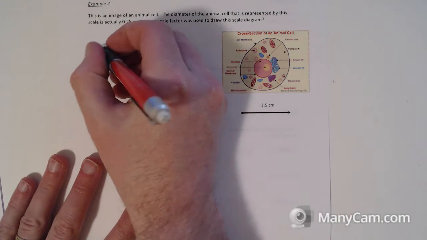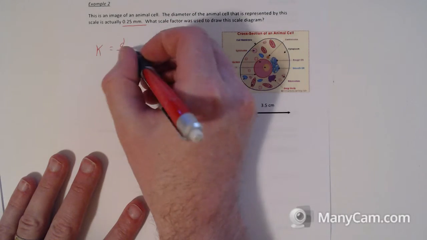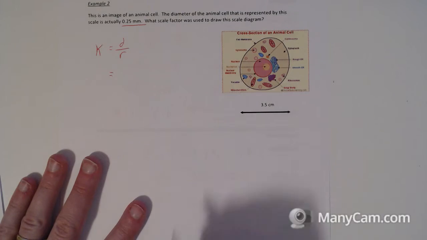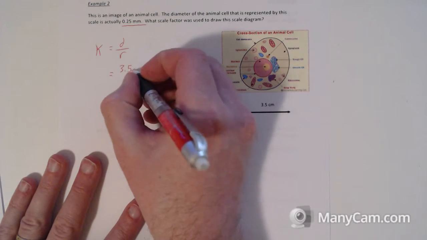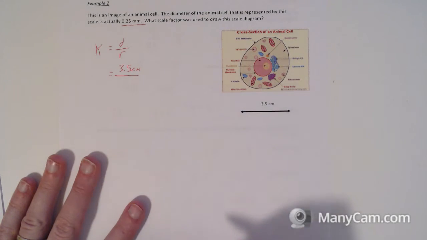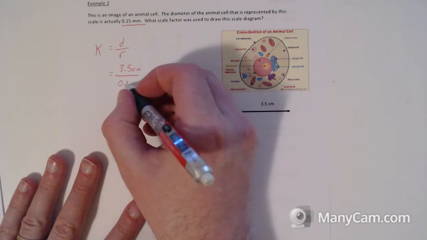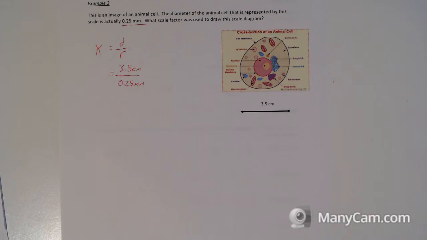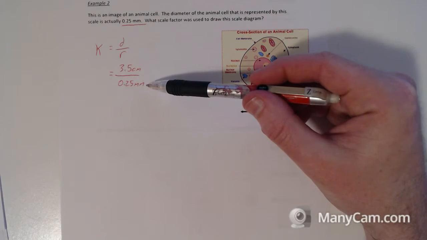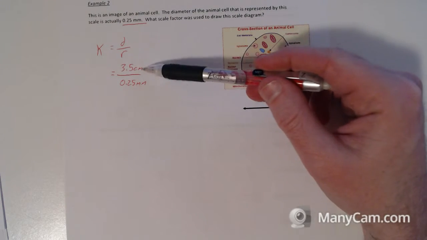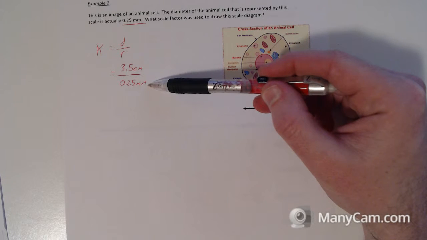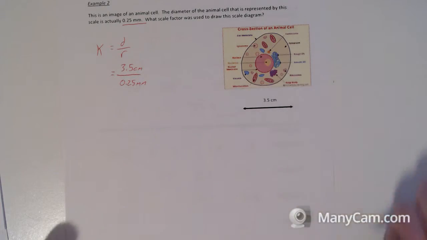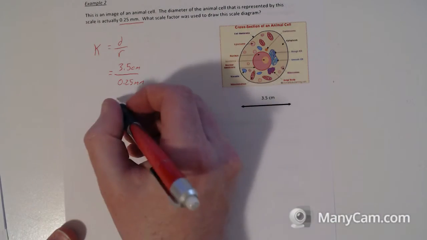So K is equal to diagram over real life. In the diagram, the diameter of this thing is 3.5 centimeters. Over in the real life, it is 0.25 millimeters. Now, these things are so close together, it's not completely necessary to make these the same unit, but it is often good. And in this one, they're close together, so we do want to do it. So we're actually going to convert the top one to millimeters.